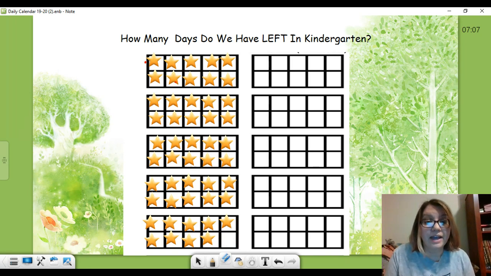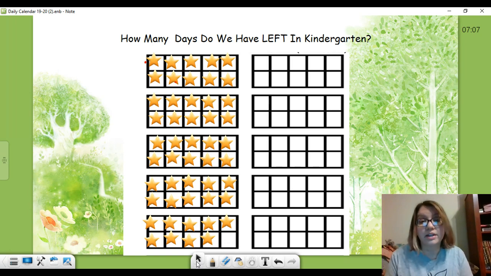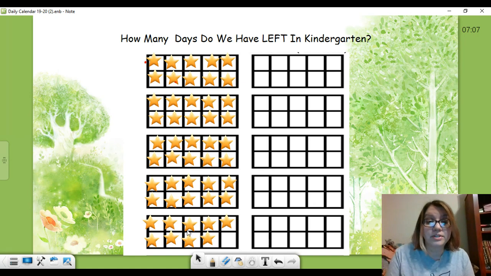All right, now I want you to try to figure out how many days we have left in school. I want you to count by tens and then by ones. Remember down here, you can't count this as a 10 because the 10 frame is not full. This one you have to count by ones. So try to figure it out before I help you. I'm going to give you a second.